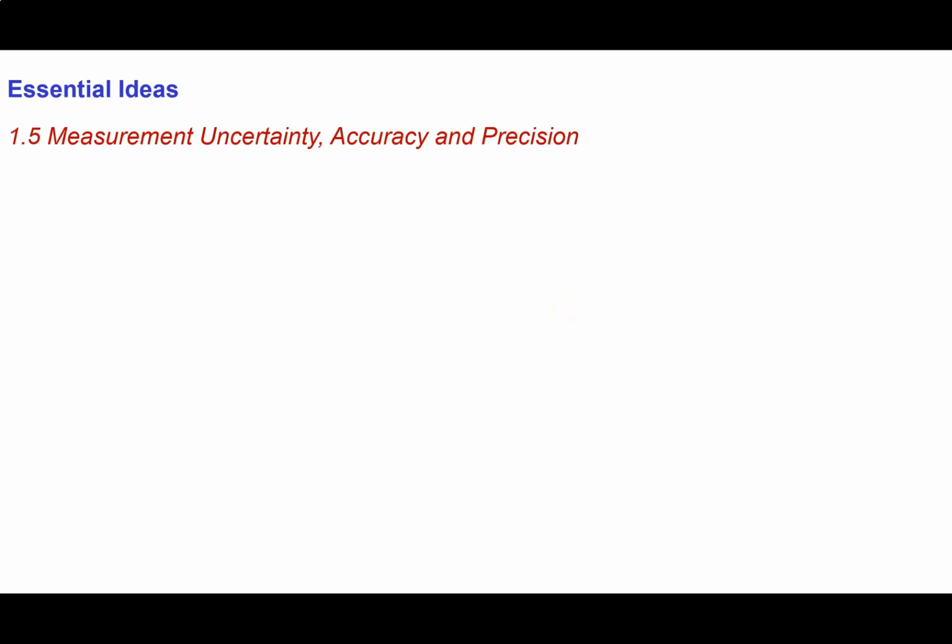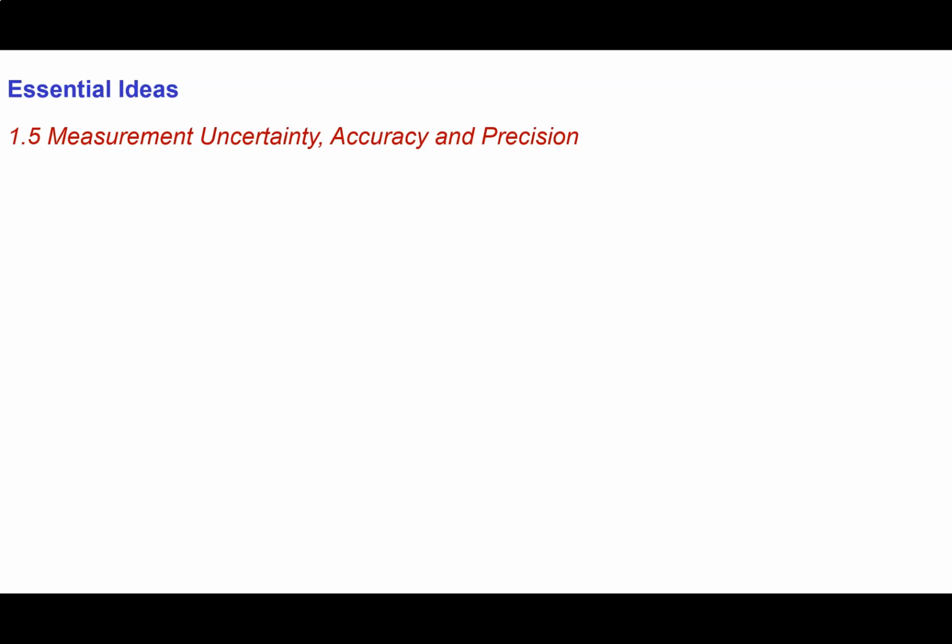So in section 1.5, we start looking at some qualities of measurements, and in particular we're going to look at uncertainty, accuracy and precision. And as soon as we start talking about uncertainty of measurements, we're going to start considering how many digits is it appropriate to record? How many digits in my measurement actually have meaningful information associated with them?